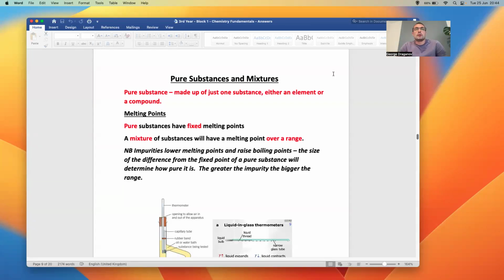Today's lesson, we're going to look at how to separate mixtures. Firstly, we need to consider the difference between a pure substance and an impure substance. A pure substance is made up of just one type of element or compound, and obviously an impure substance will contain more than one. For example, orange juice would contain oranges and water in it, so it will not be pure.